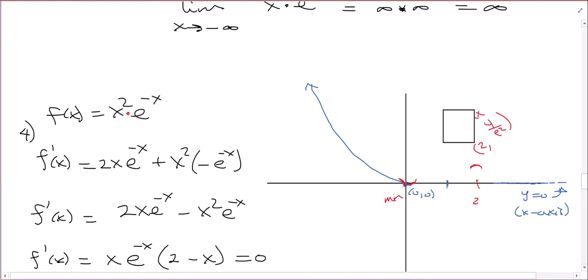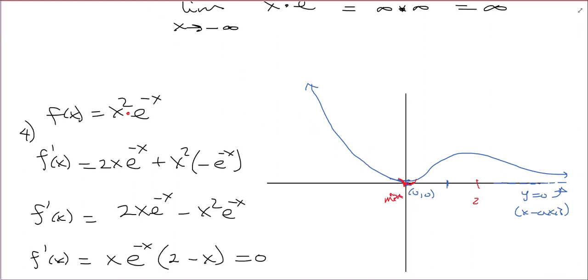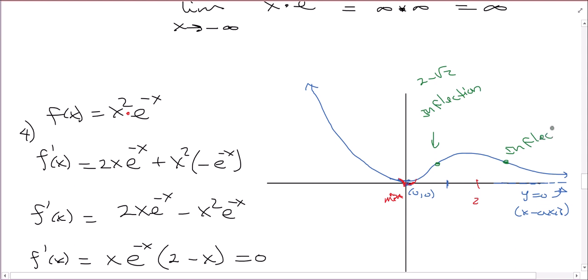So let me clean up my graph here so I can graph it. So, and this is not going to be to scale, but it does something like that. So we have our local min here, and then this is changing concavity somewhere over here, right? So this is our point of inflection. So this is likely the 2 minus root 2, and then it changes, notice that is concave down, and then it changes concavity again at our other point of inflection, which is likely 2 plus root 2.